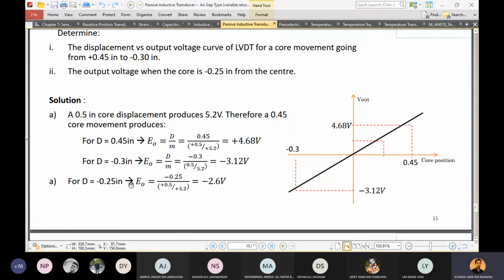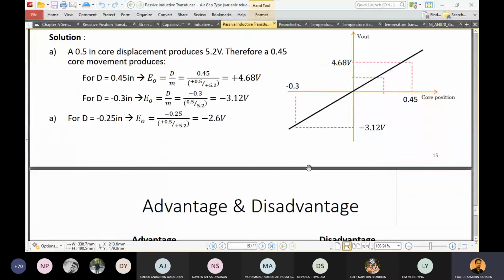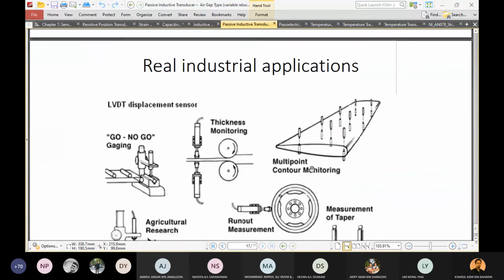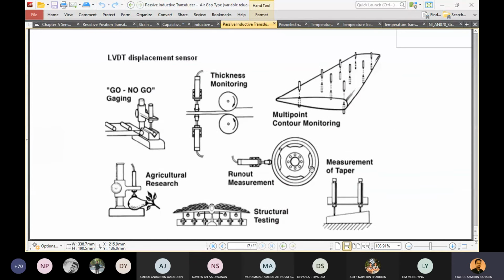And then you can calculate for D equals negative 0.25 inch. You can either calculate, or if you plot it on your graph paper, you can also find the exact value from the graph paper. Okay, here are the advantages and disadvantages. Please read them. And here are examples in industry where they use inductive types of transducer.